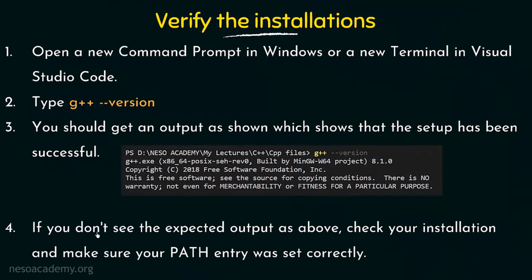If you don't see the expected output as above, check your installation and make sure your path entry was set correctly. If you don't get the expected output like we saw, then check again if your installation was proper, and very importantly, check if the path entry was set correctly or not. With that we come to the end of the installation and the verification part. We have seen how to install Visual Studio Code, how to install the C++ extension, and how to install the compiler.